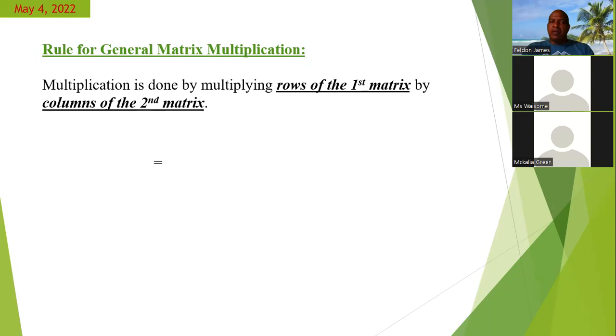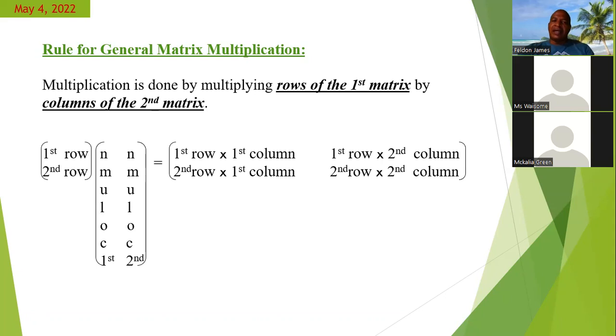Now, after you check the condition, the rule when you multiply matrices is that we use the rows of the first matrix to multiply the columns of the second matrix. So for the multiplication rule, we are multiplying rows of the first matrix times columns of the second matrix. Is that clear? Yes, sir.